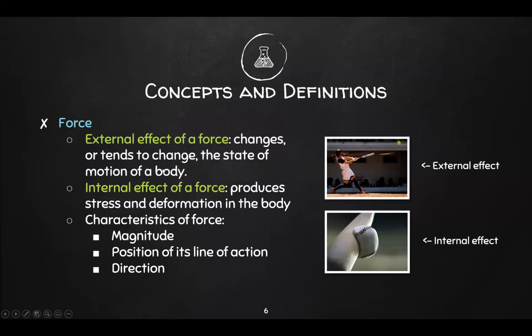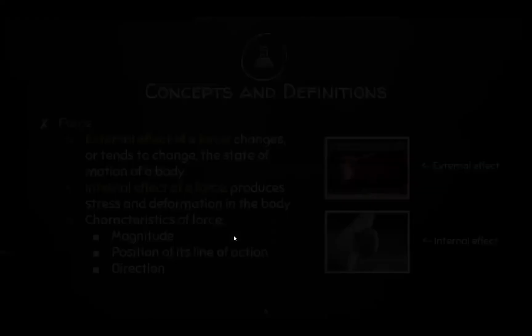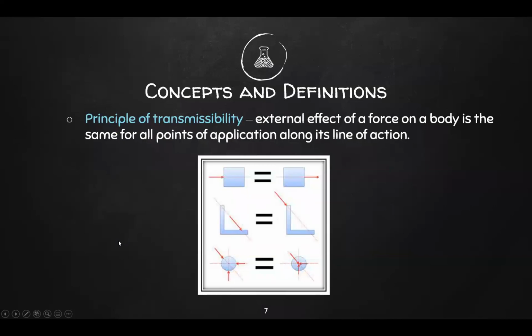Now, generally, a force has three characteristics: magnitude, position of its line of action, and direction. Magnitude and direction are pretty easy to understand. So let's focus on position of its line of action. Okay. So position of its line of action is just the path which your force takes or follows. Within that, we have the principle of transmissibility. It is stated there that the external effect of a force on a body is the same for all points of application along its line of action.